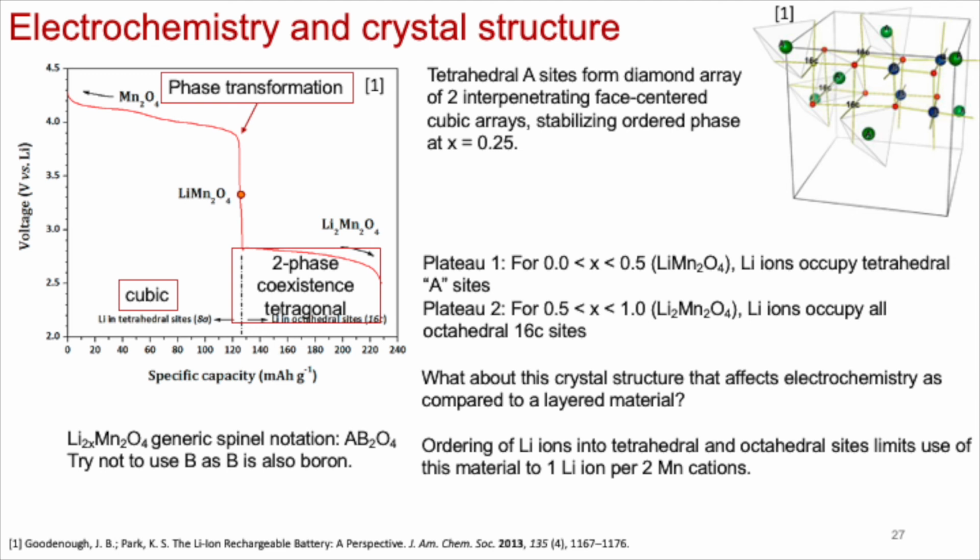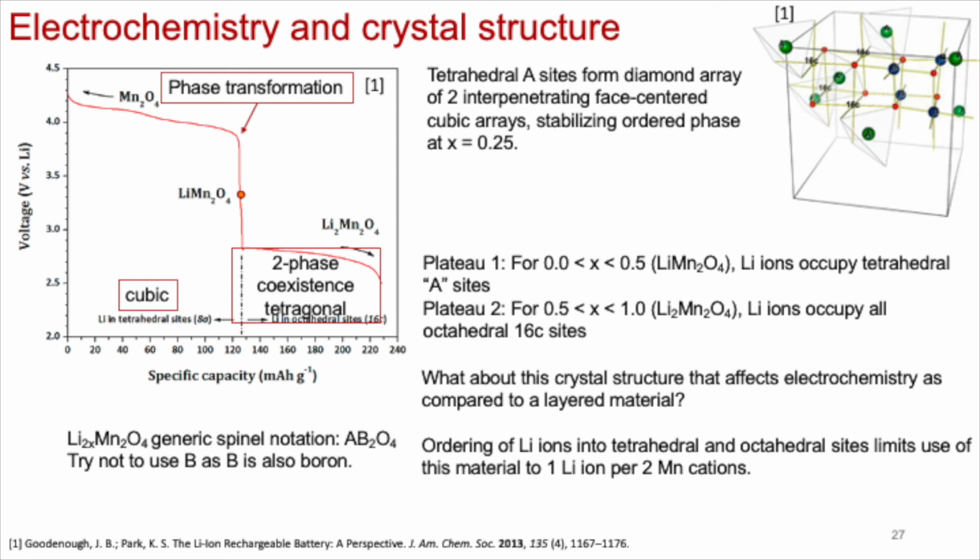And so let's review. When we see a plateau, that's indicative of a 2-phase coexistence. So when cubic goes over to tetragonal, both phases are coexisting, right? And the Gibbs free energy has lowered quite a bit. So the voltage you can see here is also decreased by a bit for the tetragonal versus the cubic region that you see here. Okay.